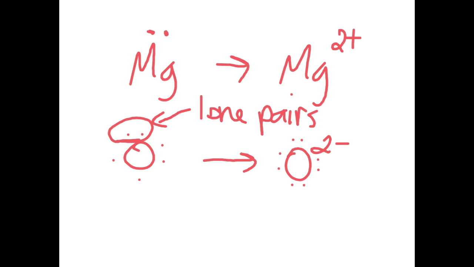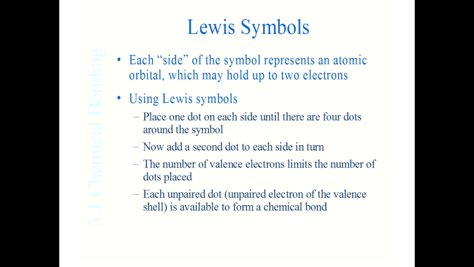Okay, so oxygen, because it's a nonmetal, can either gain electrons and become an ion, or it could start to share electrons with something else and form a covalent bond. Okay? It could form a covalent bond in that one. And we'll look at that in a minute.